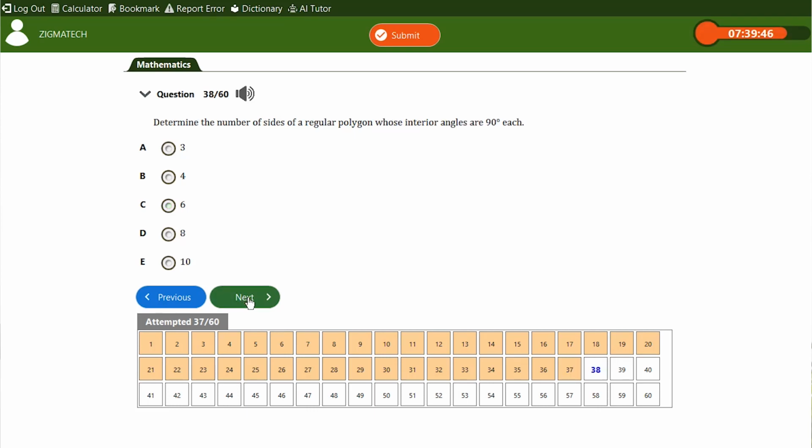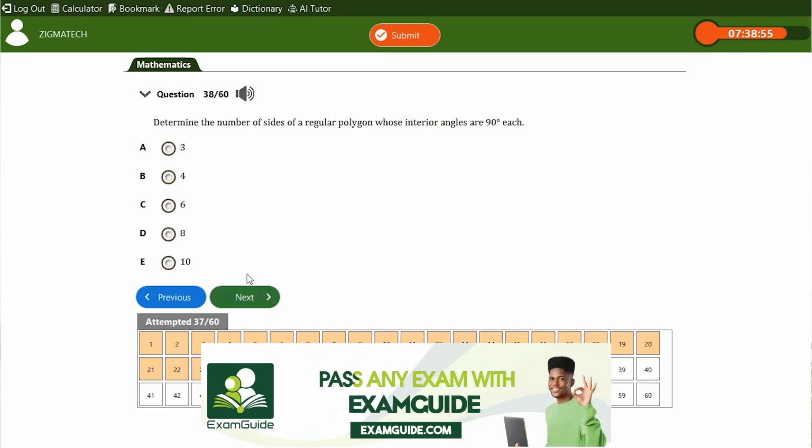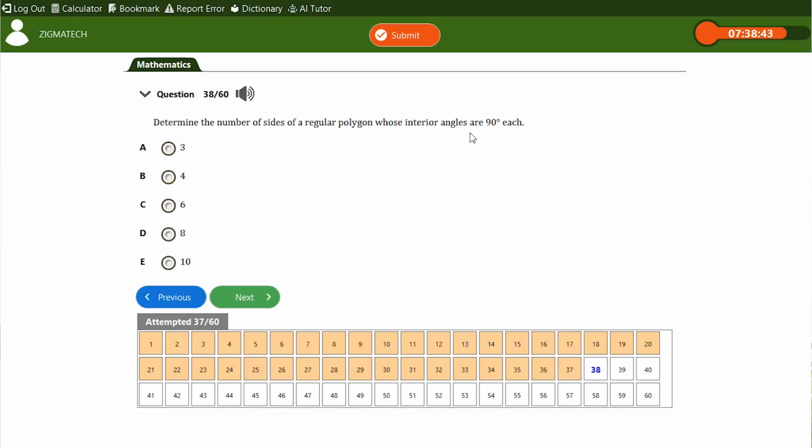Okay? All right, so let's move to the next one. Okay, now the next one is 38. It says determine the number of sides of a regular polygon whose interior angles are 90 degrees each. Okay, so 38.